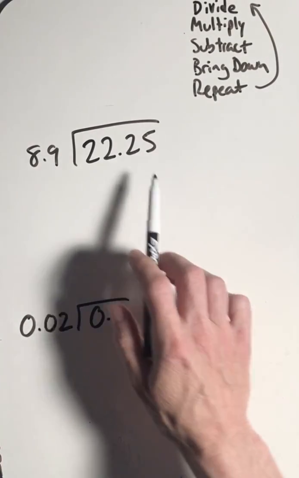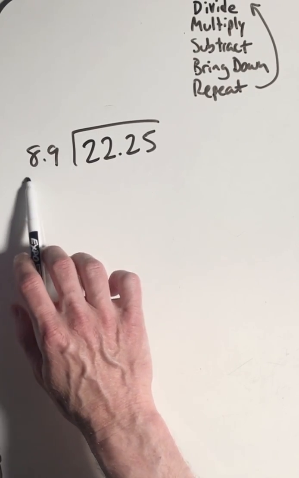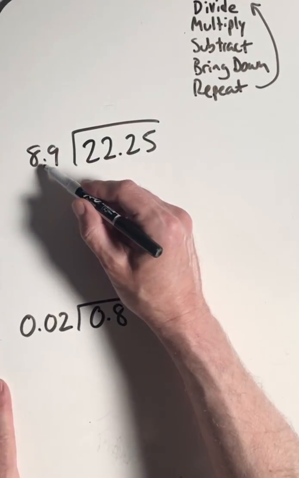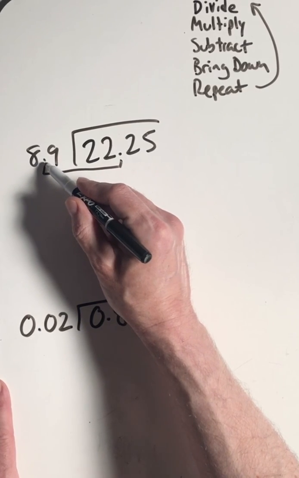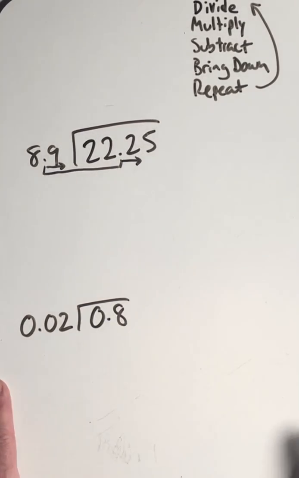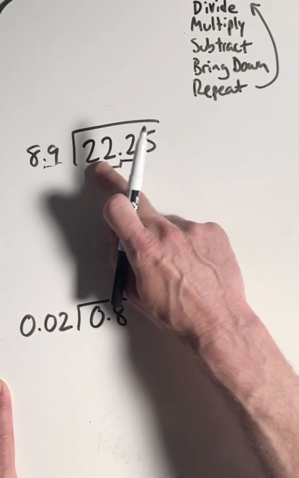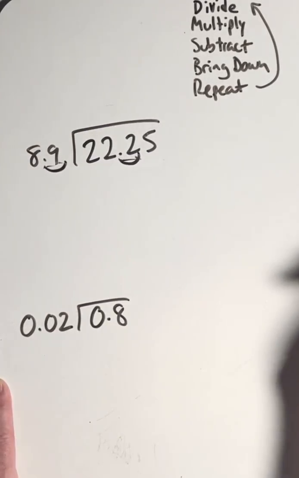When dividing by a decimal, we need to move that decimal point over so that we're dividing by a whole number. What I like to think about is that these two decimal points are connected. So if I were to move this decimal point over one place, I also have to move this decimal point over one place. So keep that in mind when you look at these. I'm going to move this decimal point over one place and this one over one place.